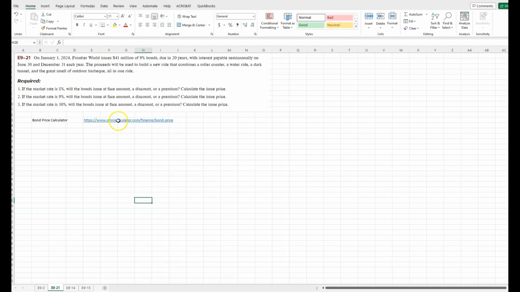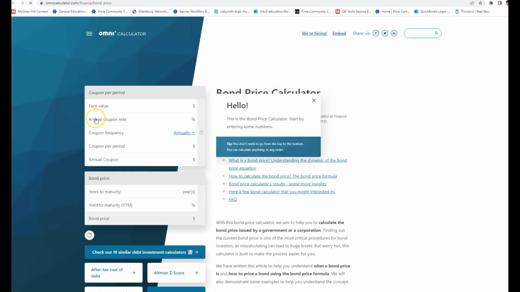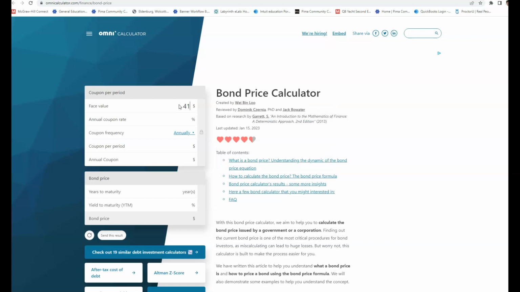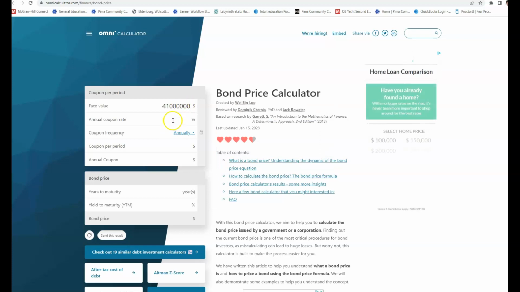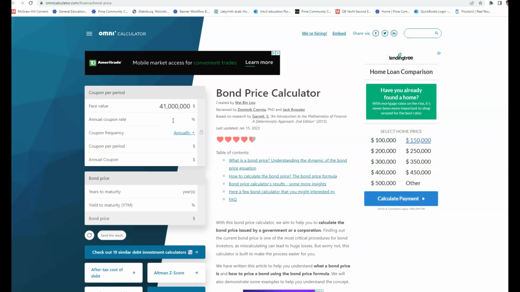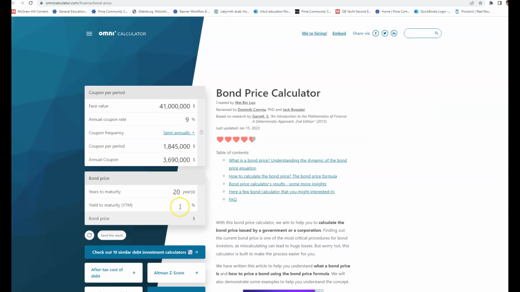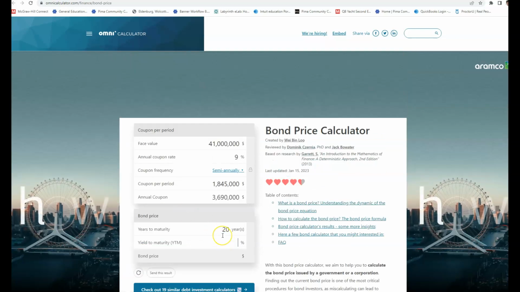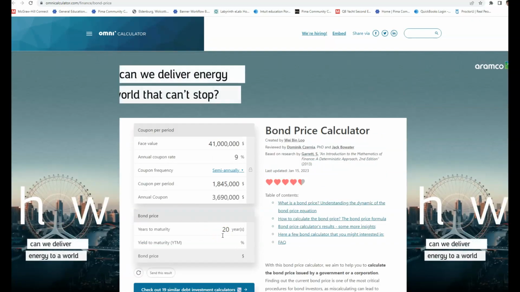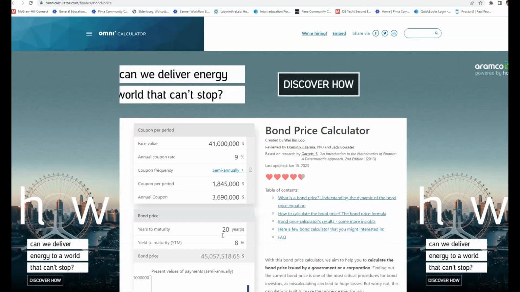So we can use a calculator, and I don't know if I can do this here, so bear with me. So the face value on the bond is 41 million. The annual coupon rate on the bond is 9%, and we pay semi-annually. The years to maturity are 20 years, and the yield to maturity, or the market rate that we're using, is 8%.